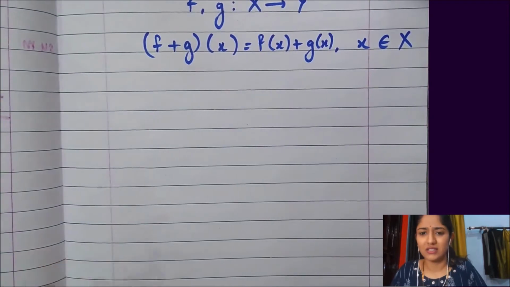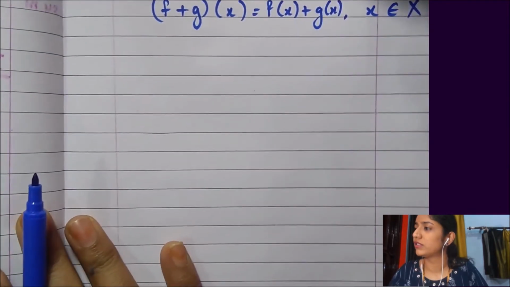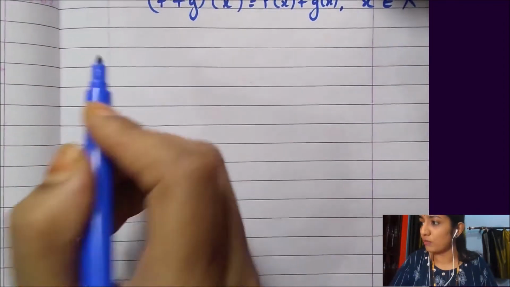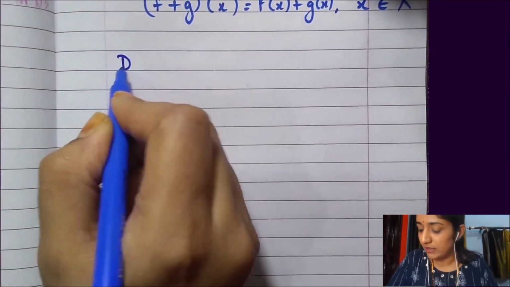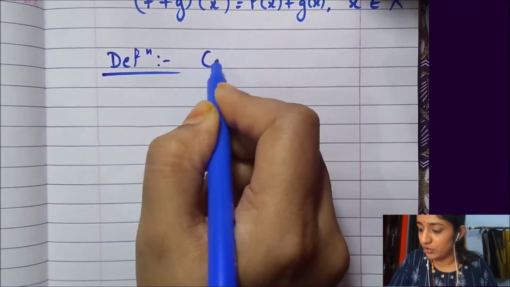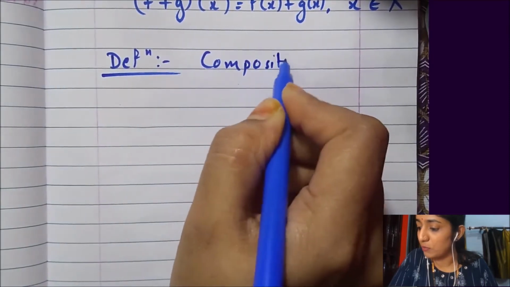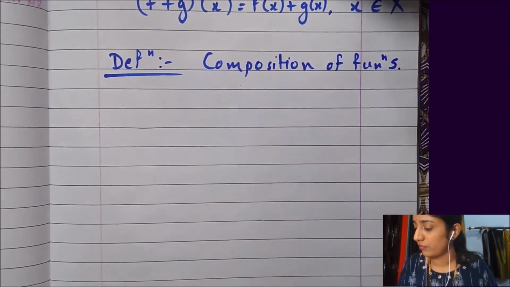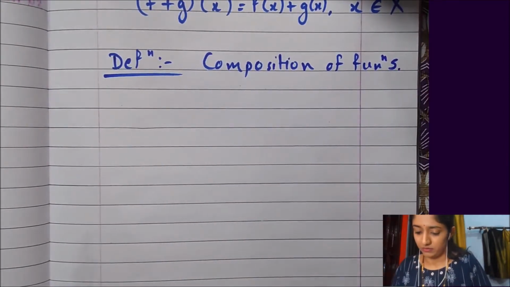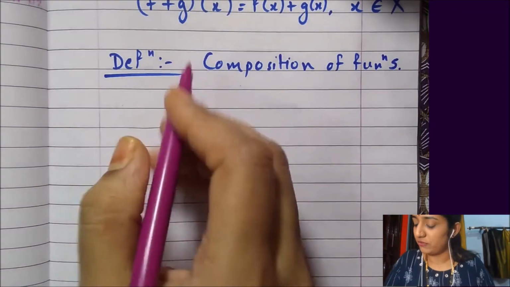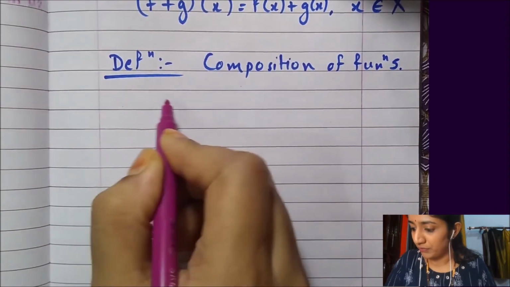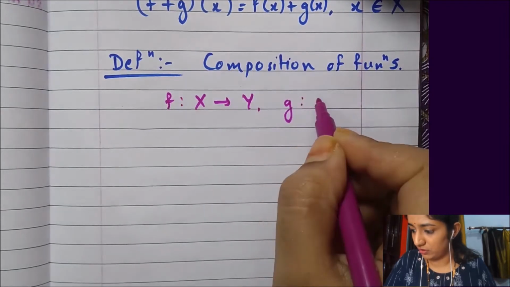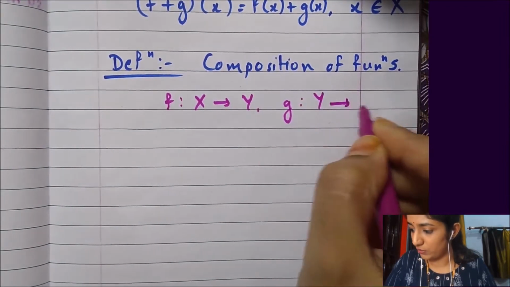Now with multiplication, it's a bit tricky, not too much. We don't even call it multiplication. We call it the composition of functions. Let's see the rigorous definition directly. Definition of composition of functions, or composite function. When I say composition of functions, there have to be two different functions, right? So if f is a function from X to Y and g is a function, behold, from Y to Z.